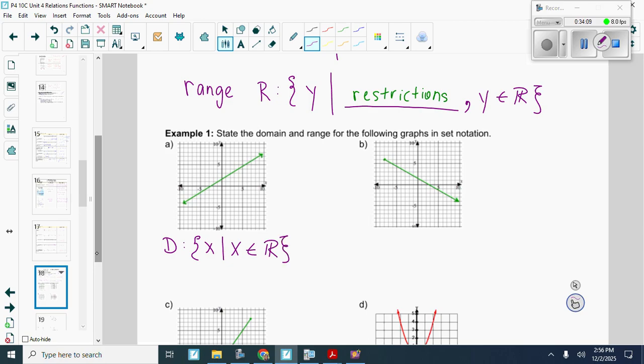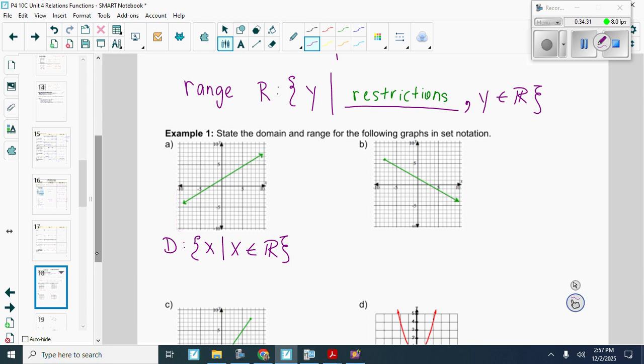Like that. So x such that x belongs to real numbers. That's how we read it. That means that there's no restrictions. x could be anything. It can be negative 5,352. It can be positive 0.35. Any number for x, no restrictions on it.